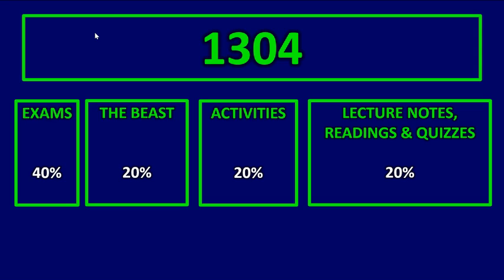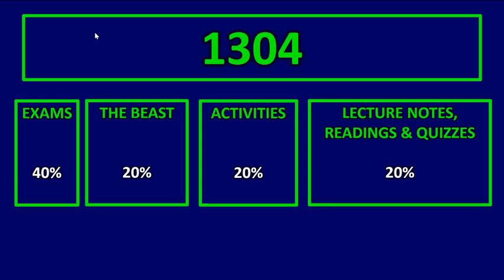All right, so let me explain how this class is structured and how I grade. 1304 is the second semester of art history, and we have four different things going on. You're going to be taking exams. The beast that you see there, that's the research project. And then we're going to have some activities. And then you'll be turning in lecture notes and taking quizzes.